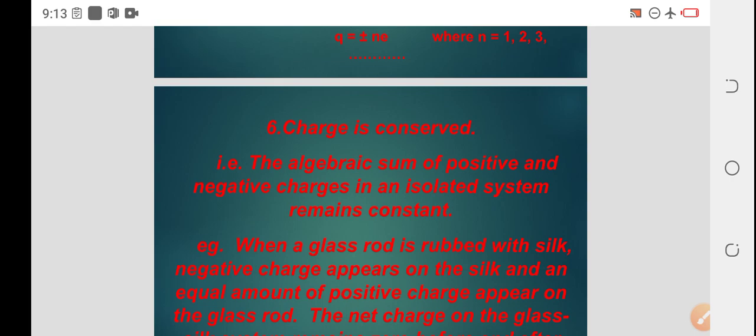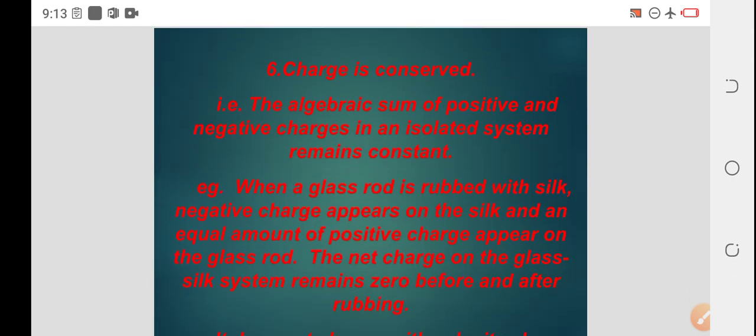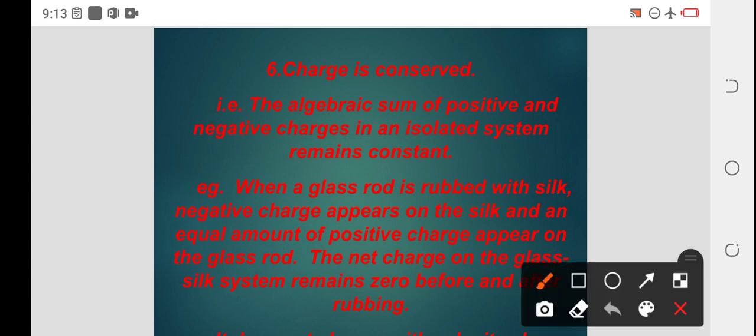Then property 6: charge is conserved. Let's see the meaning of this. The algebraic sum of positive and negative charges in an isolated system remains constant. The algebraic sum, that means, you are talking of the charges.